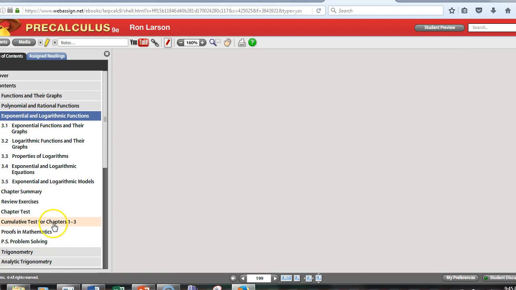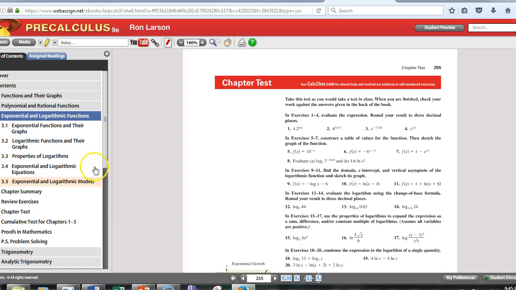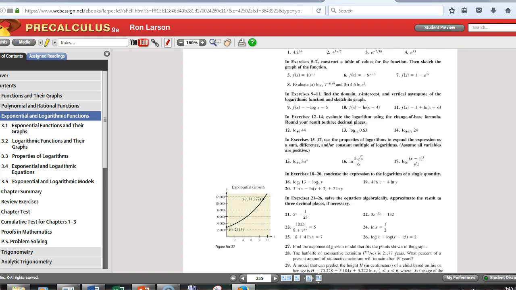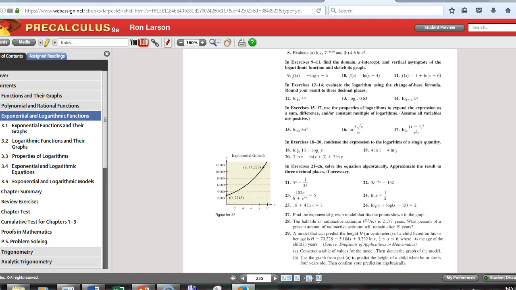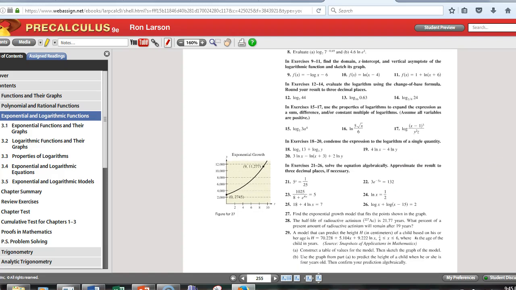In Chapter 3, again, great places to look for problems to do are the chapter test or review exercises. When you are solving these equations, again, try to find the exact answer, and then also verify that with Desmos. Put this equation in and then y equals 132 and find out where they intersect. So that's a great way to check your answers.